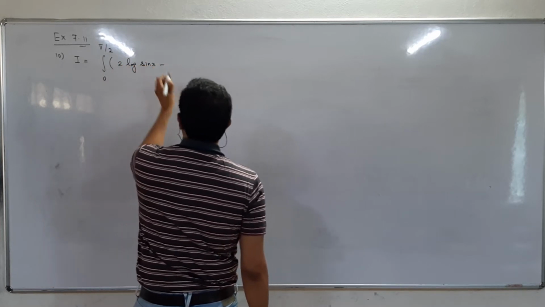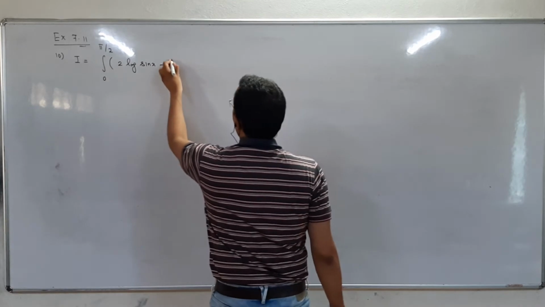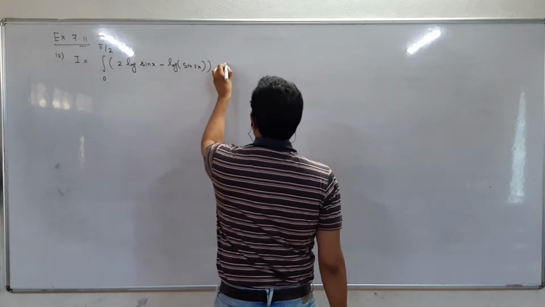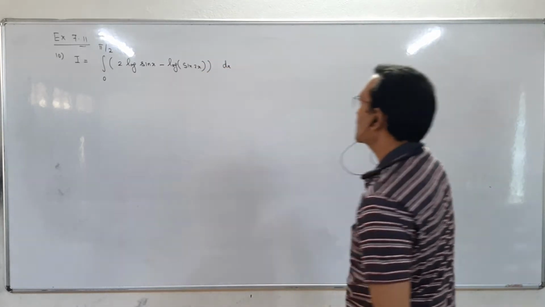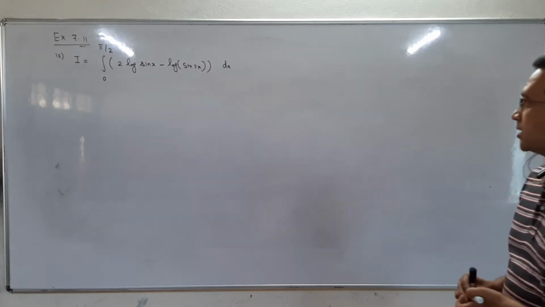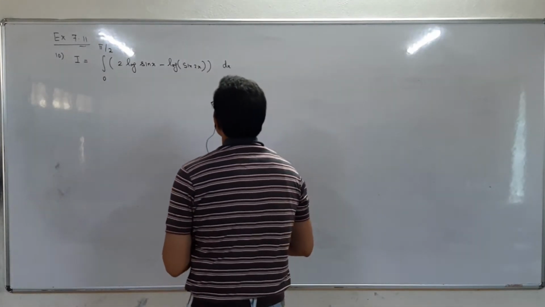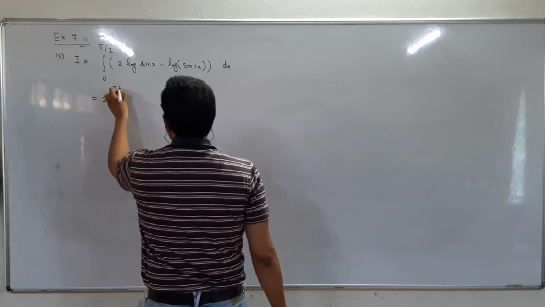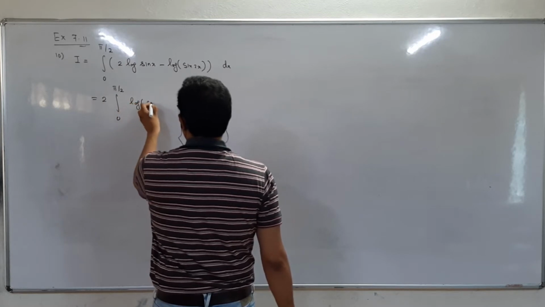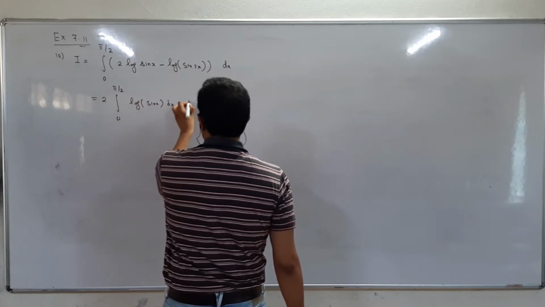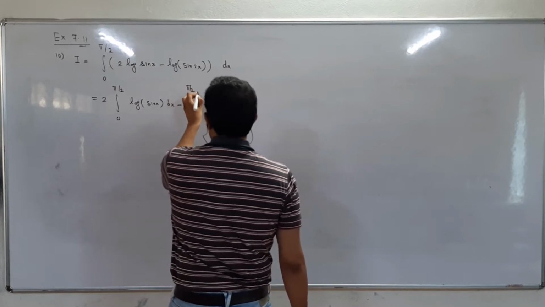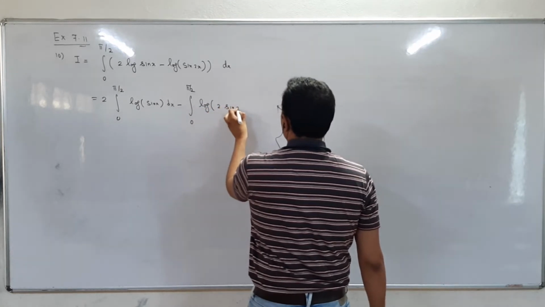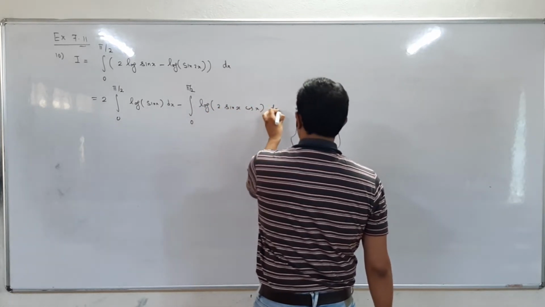2 of log sin x minus log of sin 2x dx. Now, students, pay attention. Log of sin 2x can be rewritten, let us apply the subtraction working rule. So this becomes twice log of sin x dx minus integration of 0 to pi by 2 log of 2 sin x cos x dx.